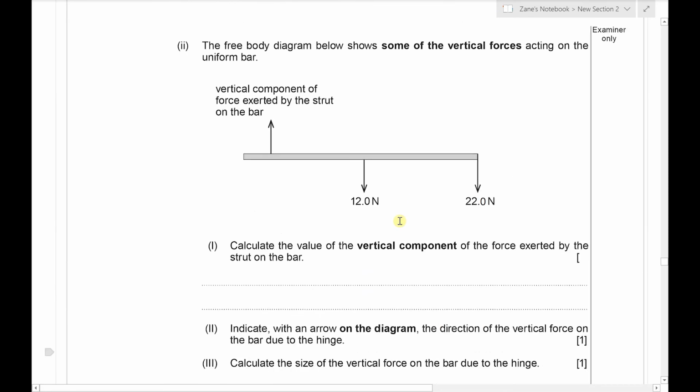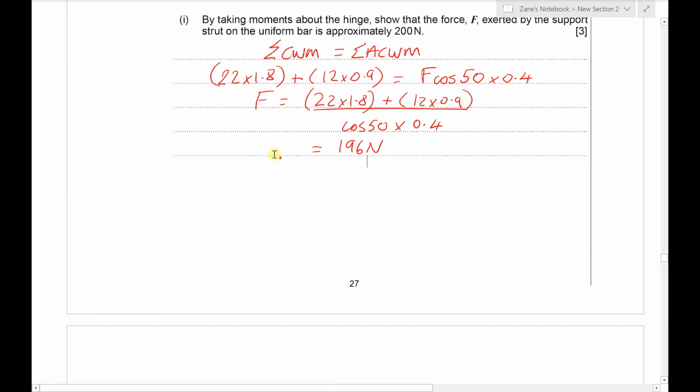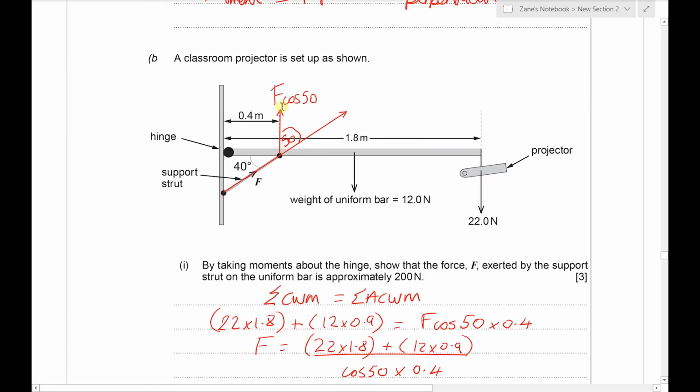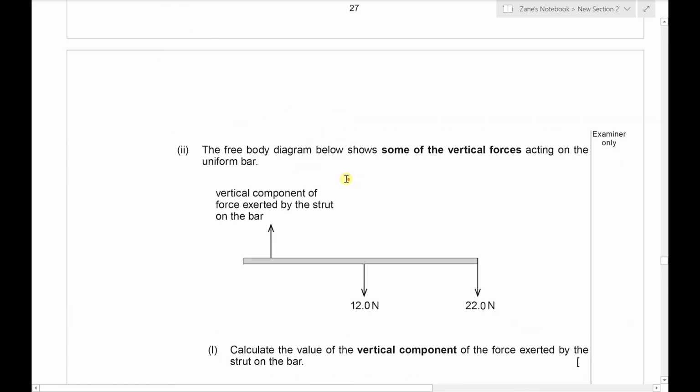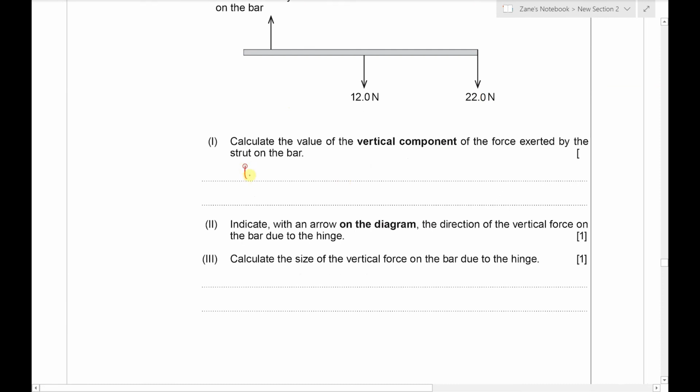The question continues by drawing a free body diagram below showing some of the vertical forces acting on the uniform bar. And for part 2, part 1, we've got to calculate the vertical component of the force exerted by the strut on the bar. In other words, we want the vertical component of F, which is simply, as I've labelled here, F cos 50. So we've got our 196 cos of 50, and that gives us an answer of 126 newtons. So let's just add that to the diagram.